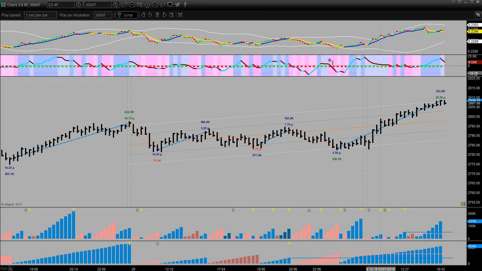On this chart, I've got loaded a 3000 ticks chart on the S&P 500 mini futures contract. I like to use tick charts because it reduces and compresses the data outside normal hours where you've got long periods of low volume.